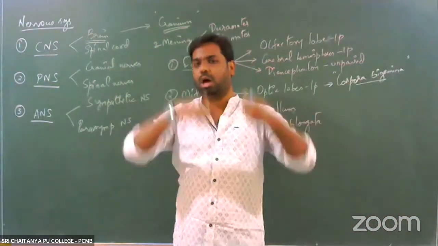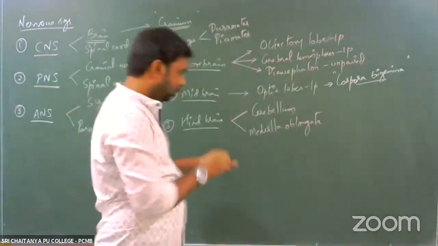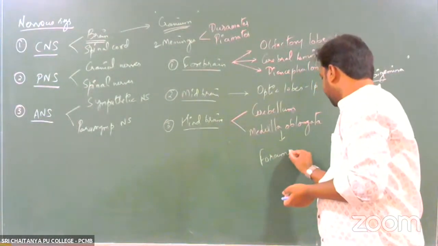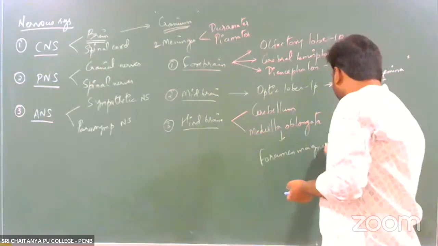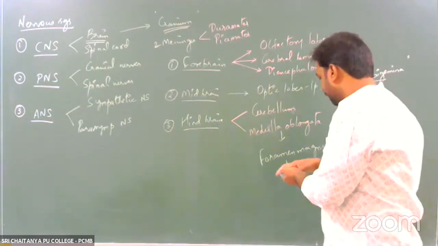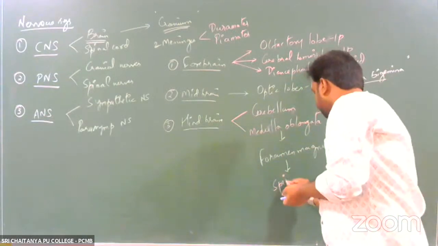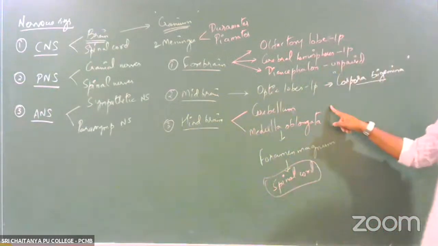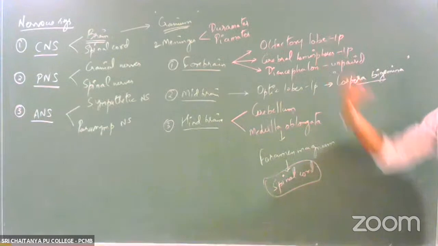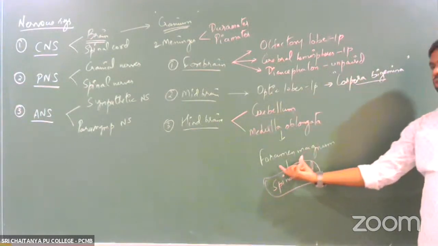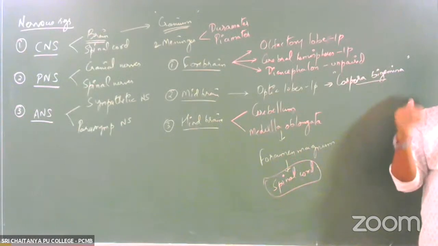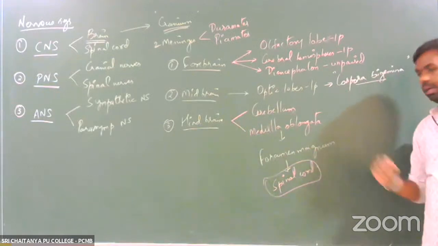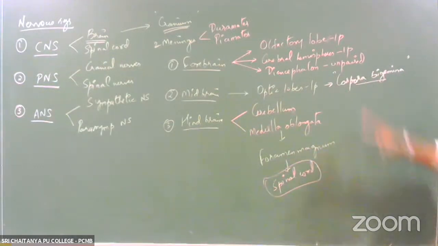The brain and the spinal cord are connected through a structure called the foramen magnum. This foramen magnum is the one which connects to the spinal cord. So the medulla oblongata opens up into the spinal cord through this specialized structure called the foramen magnum. So the foramen magnum acts as a connection between the brain and the spinal cord, and it is the medulla oblongata of the brain. So this is what we have in the brain part of it.